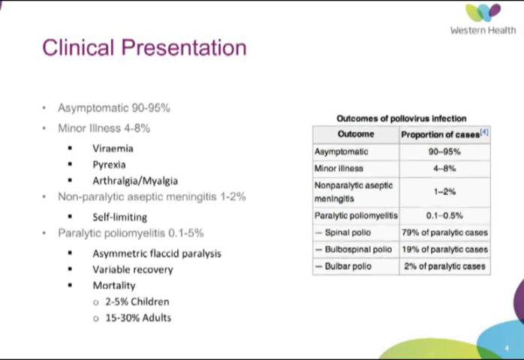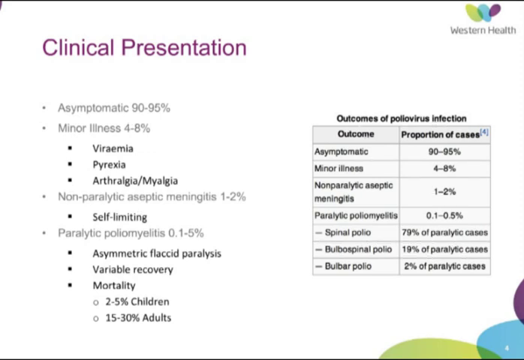If you have a look at the table over on the side, you can see paralytic poliomyelitis is broken down into spinal polio, which affects the lower motor neurons controlling the limbs, bulbospinal that affects both the spinal and the brainstem nuclei, and then the bulbar polio. And these are the guys that tend to have trouble with the respiratory drive and phrenic nerve paralysis. So that's where the mortality rate comes in.